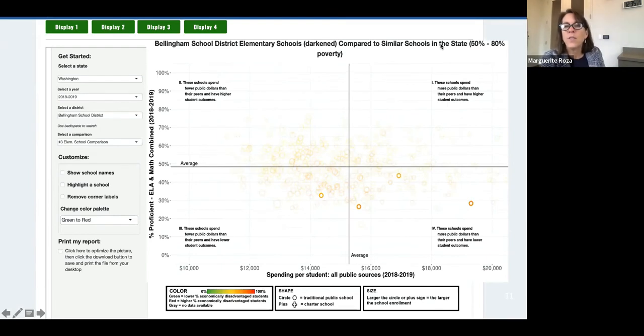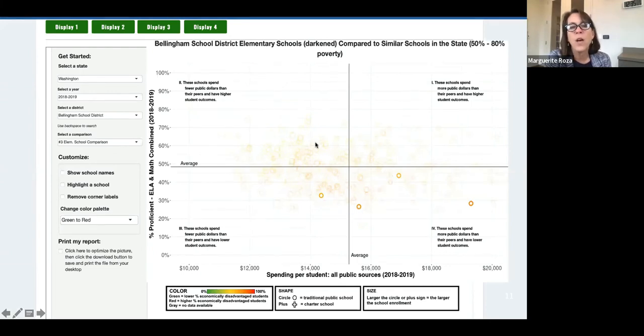So let's show you this district. This is Bellingham. We're now over in Washington State in the northern part, a lot of evergreen trees and deep, dark, cold lakes up in Bellingham. And what you can see here is that it's another district where the highest poverty schools are more in that mid-range of poverty.